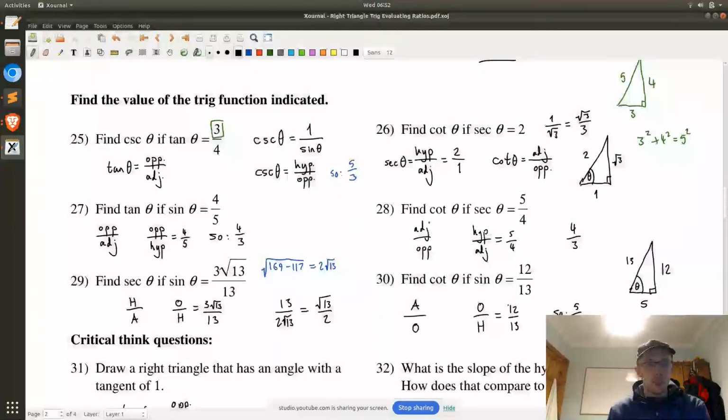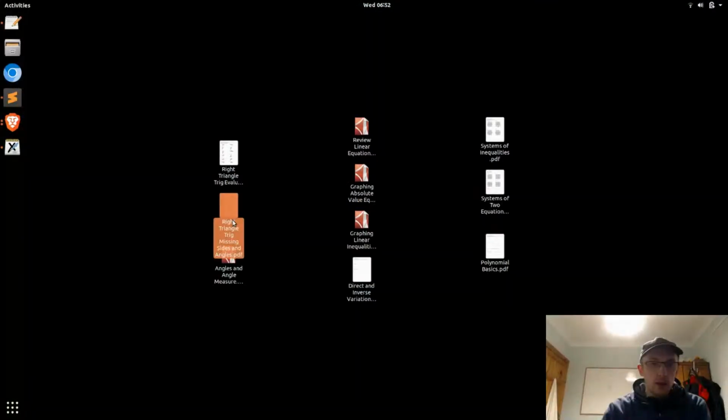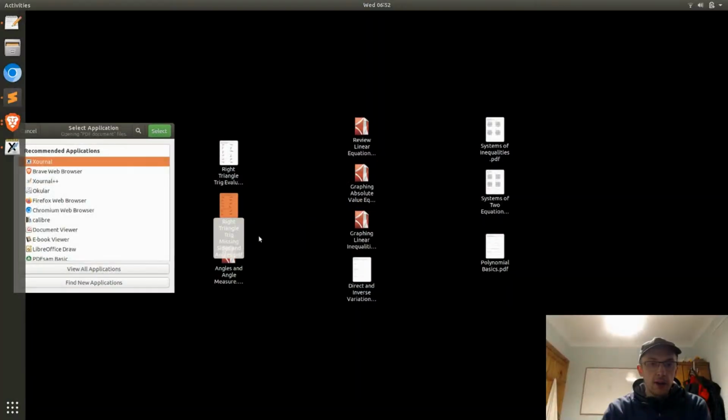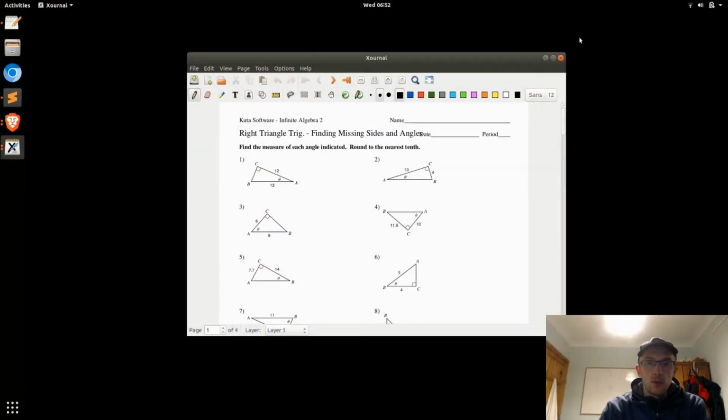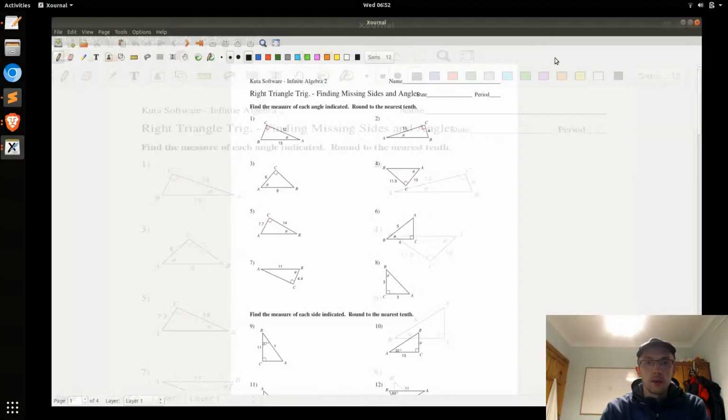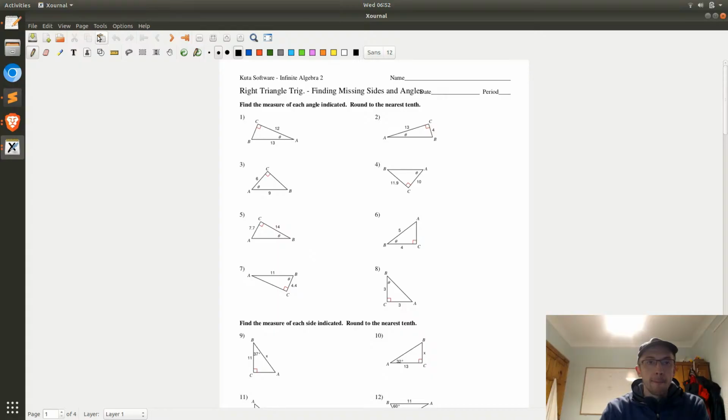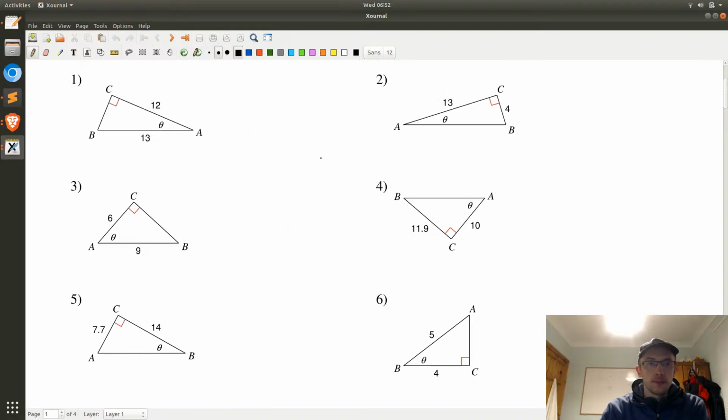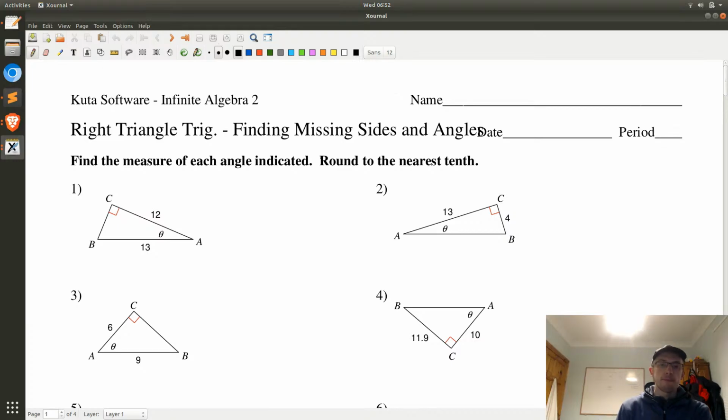Where to next? We're going to be having a look at right triangles, where we have to find the measure of each angle indicated, rounding to the nearest 10th.